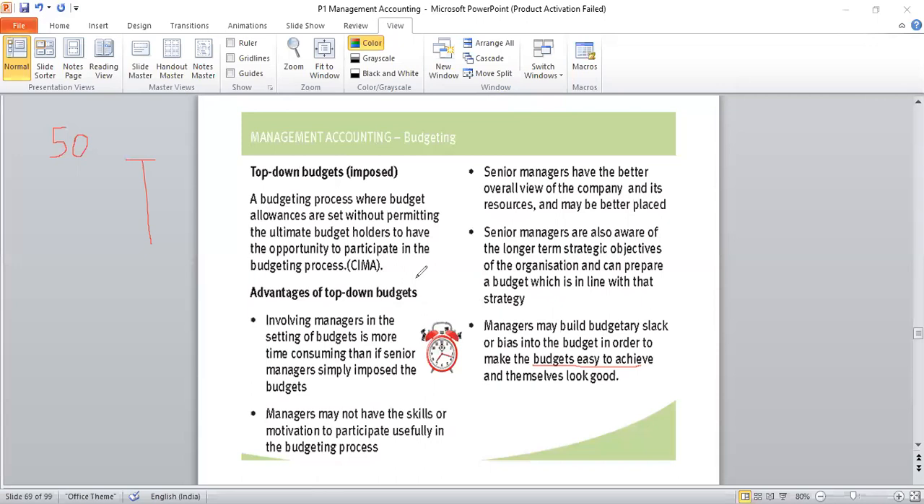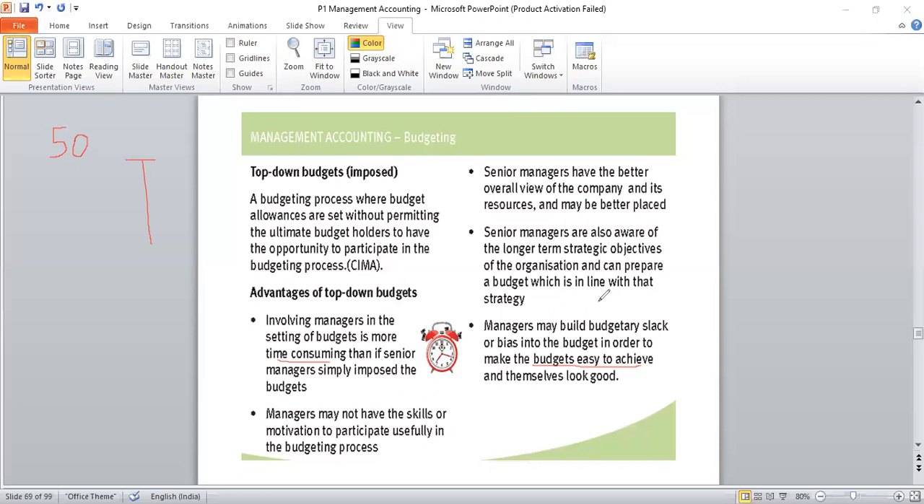So the advantages are: involving managers in setting the budgets is more time consuming, so that time will not be consumed. Managers may not have the skills or motivation to participate usefully in the budgeting process. Senior managers have a better overall view of the company and its resources and may be better placed. Senior managers are also aware of the long-term strategic objectives of the organization. Since they can foresee things properly, they can take up the planning accordingly.